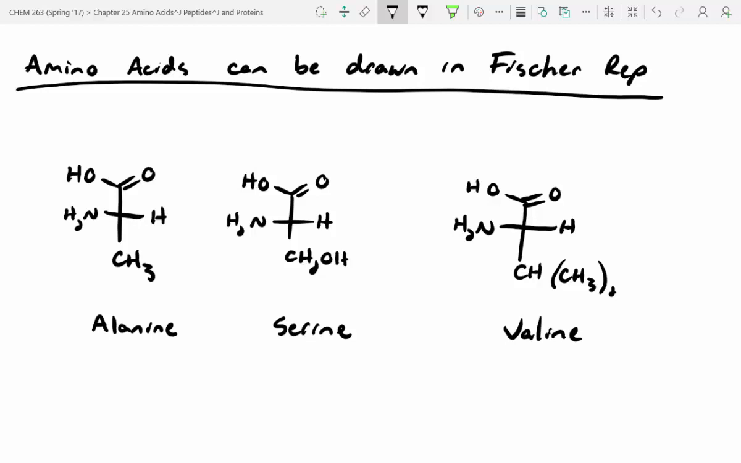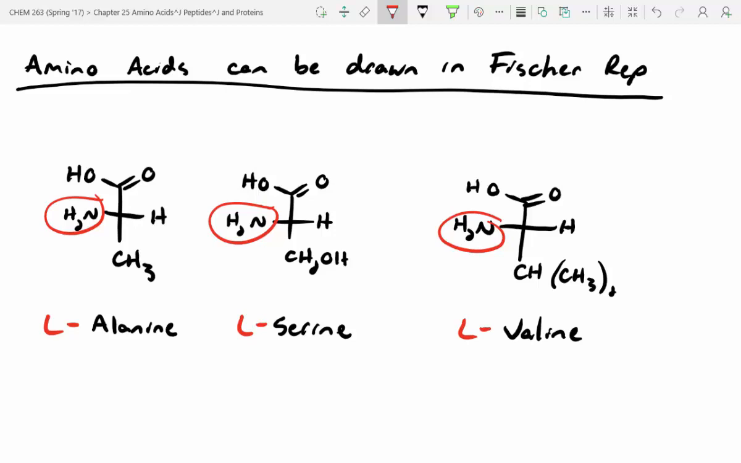Okay, so you can identify them this way. Typically, the R groups are in the lowest position, which is a little bit unusual. What do you notice about the nitrogen? Is it in the D or the L position? The L. So all of these are pointed to the left, which means this is L-alanine, L-serine, and L-valine.